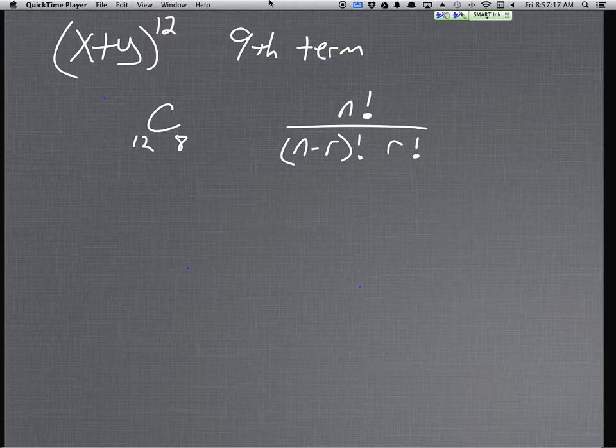So in our case, this is my formula. The 12 is the n, and the 8 is the r. So first number is the n, and the second number is your r, and then I just plug it into my formula. So on the top, I'm going to have 12 factorial. On the bottom, I have n minus r, which gives me 4 factorial. And then I have r factorial on the right, which is 8 factorial.